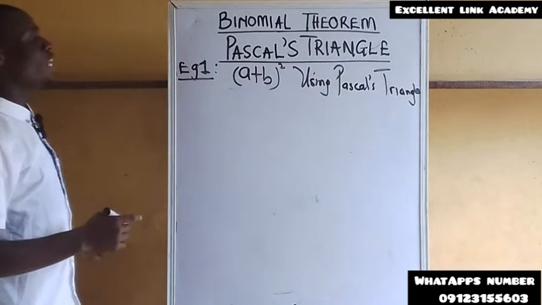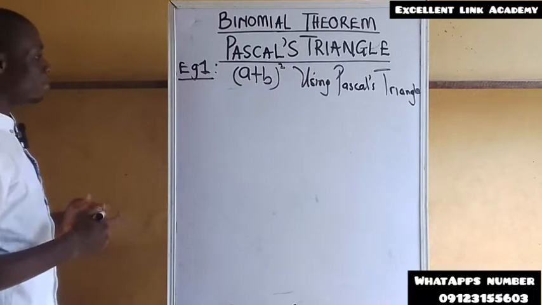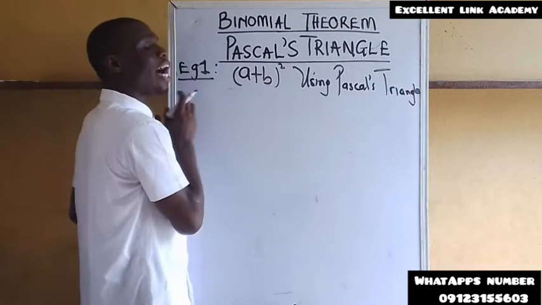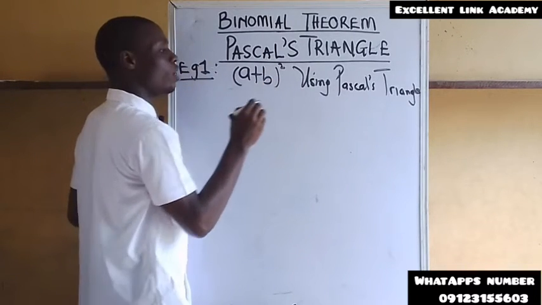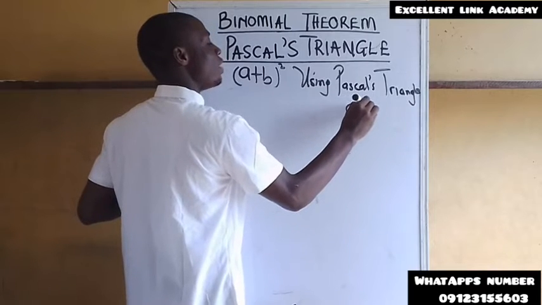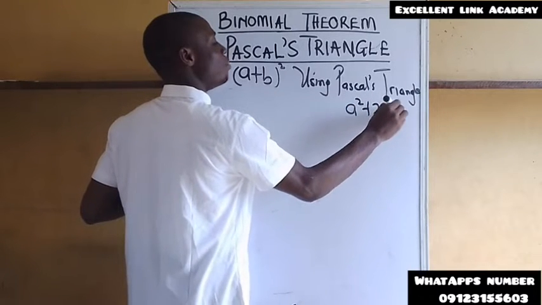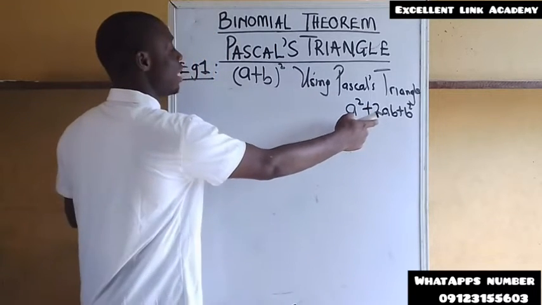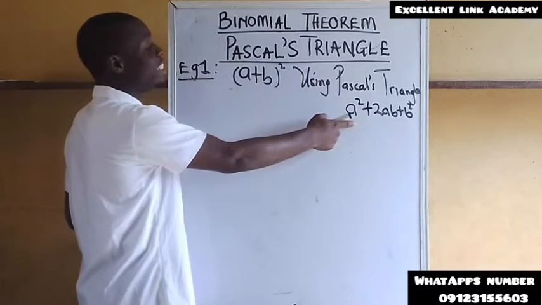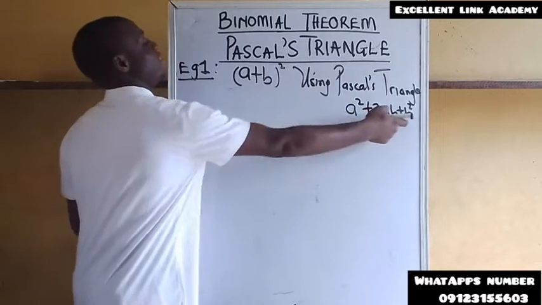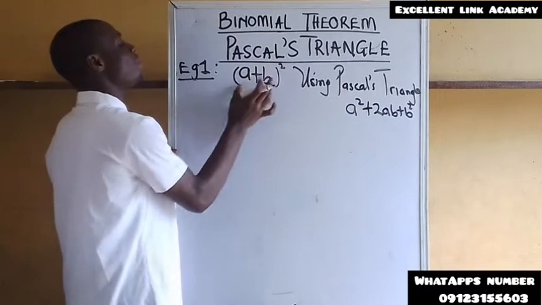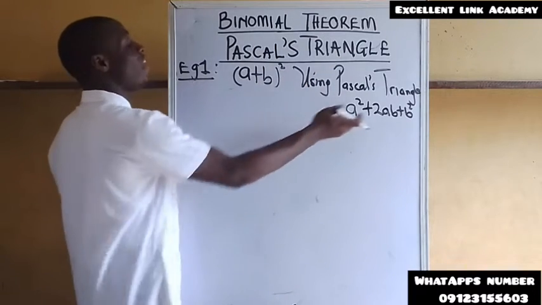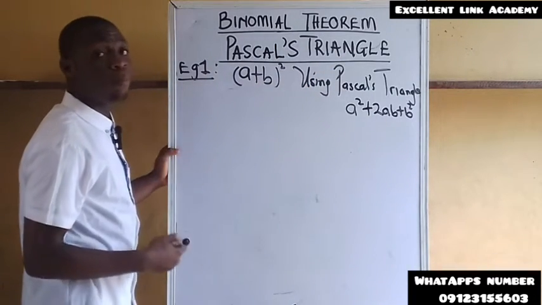So what will I do? What's the idea behind this? Recall when we expanded this using our general method, if you remember, we had a squared plus 2ab plus b squared. That was in our previous video, when we did the general method of expansion. Let's now see if we expand this using the idea of Pascal's triangle, and see if our answer will be the same, or comparable.